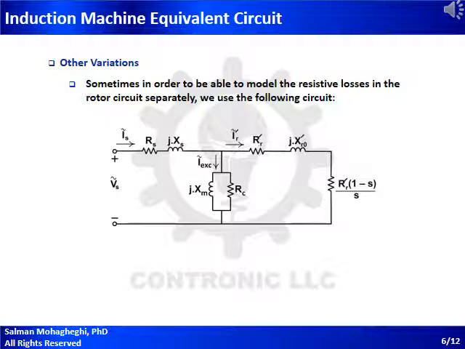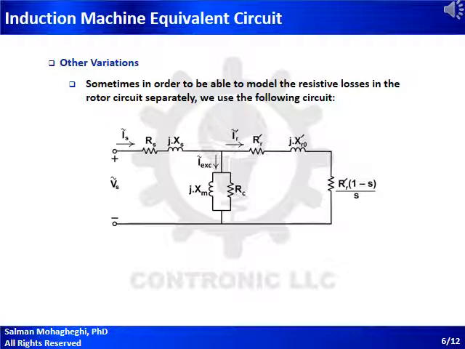What they do is break that RR prime divided by S into two components, RR prime and RR prime times 1 minus S divided by S. This also helps us model the resistive losses in the rotor circuit separately. So RR prime is going to take into account the rotor losses, just like R of S would take into account the resistive losses of the stator circuit. RR prime 1 minus S divided by S is a fictitious resistance that would represent the mechanical load of the motor. We're not going to talk about it today.